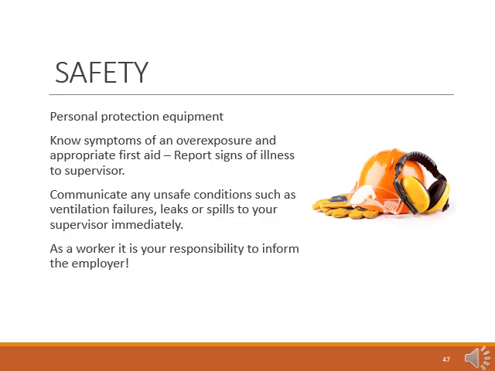General safety. In this program, we learn personal protective equipment can be a control measure for controlled products. Know symptoms of overexposure and the appropriate first aid measures. Report signs of illness to your supervisor. Communicate any unsafe conditions, such as ventilation failures, leaks, or spills to your supervisor immediately. As a worker, it is your responsibility to inform the employer.